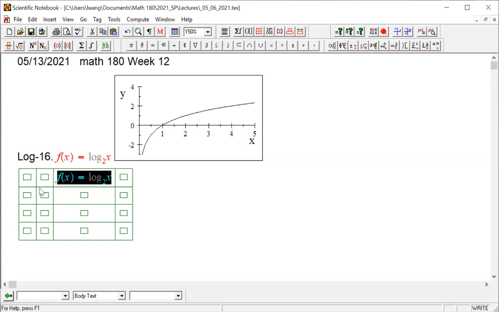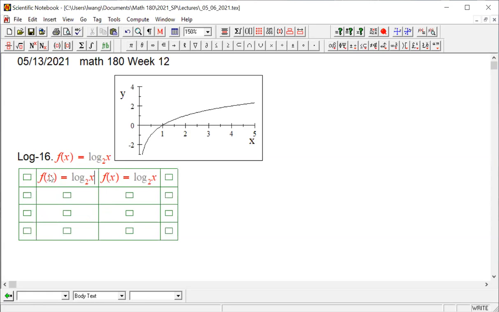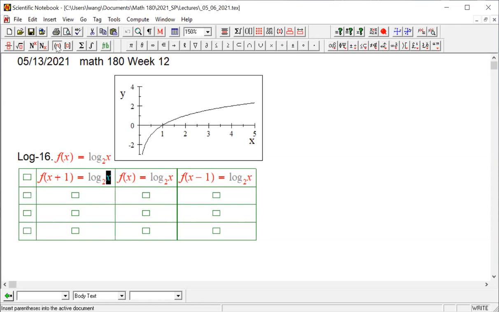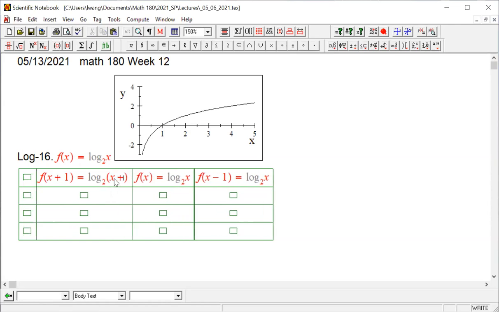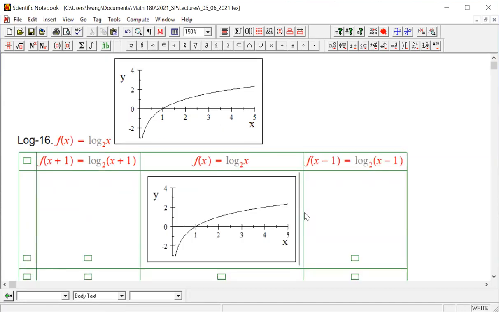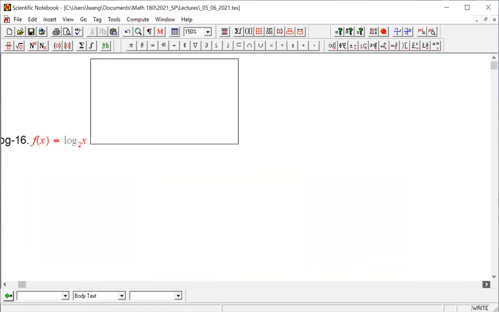So we're going to do f of x plus 1, f of x minus 1. This piece is going to be x minus 1, x plus 1, and that piece is going to be x minus 1. Okay, so this was the picture before any shifting takes place.